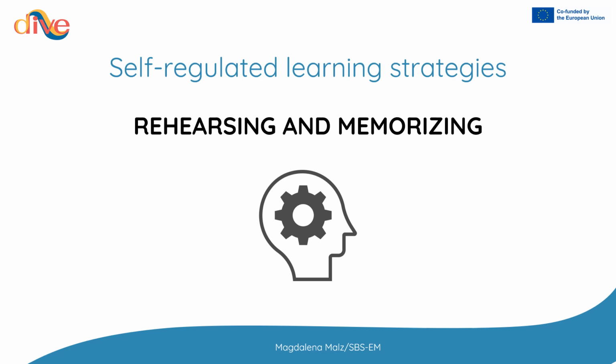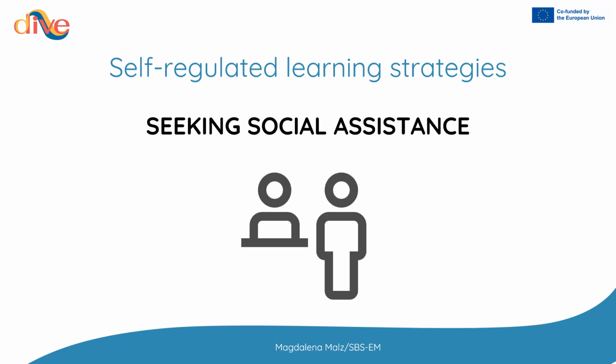Seeking social assistance is a strategy where students actively seek help from teachers, peers, and other adults. A student might ask the teacher for clarification. Some online courses also offer assistance from the presenters. This category also includes consulting a native speaker when learning a foreign language or engaging with professionals from relevant fields that can provide valuable insights.